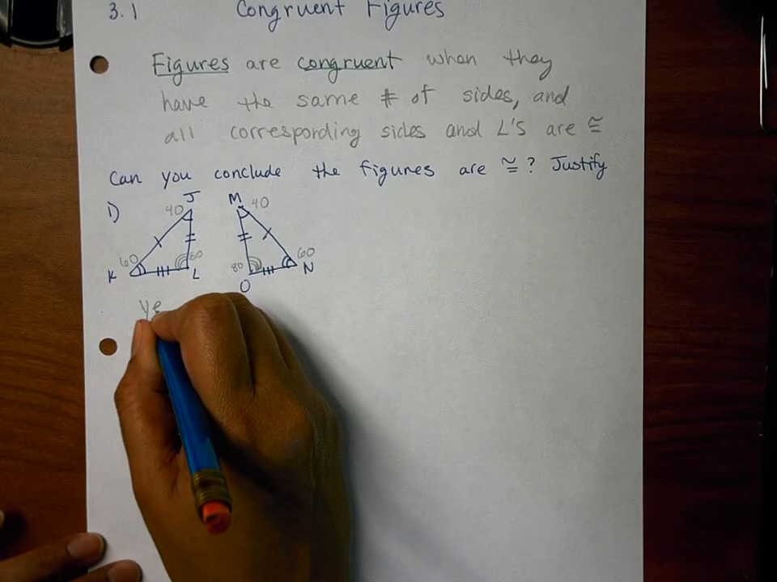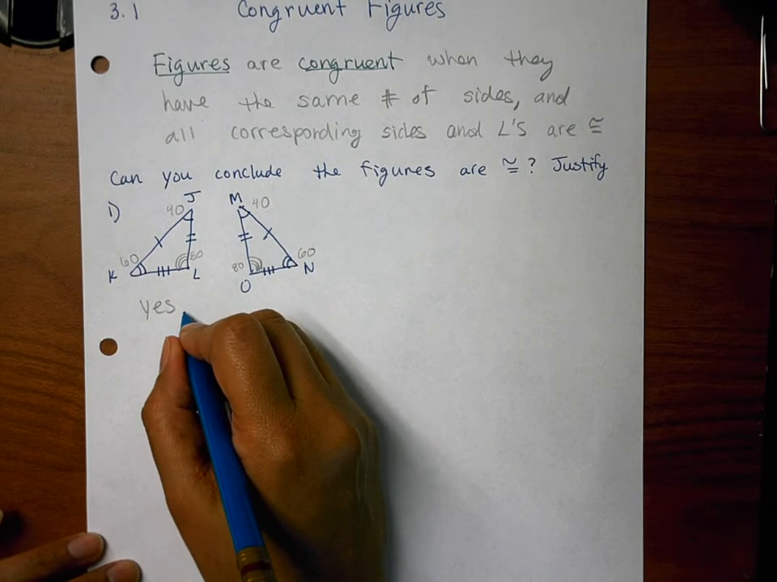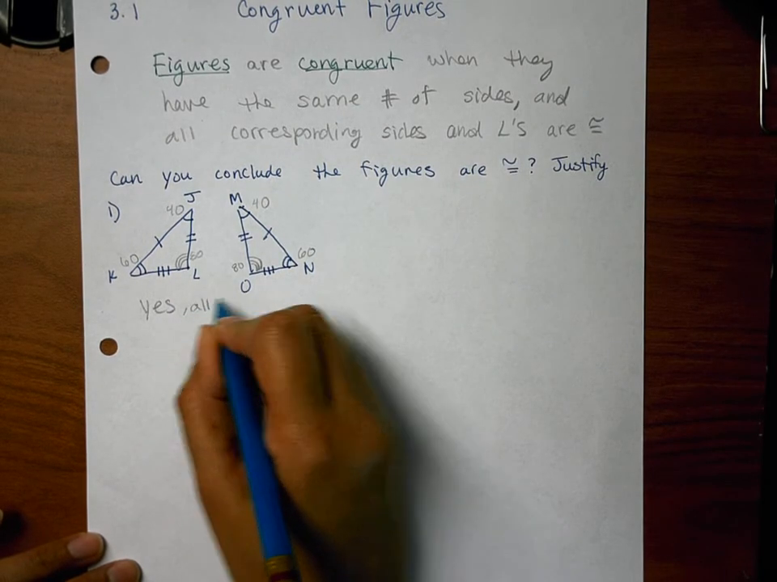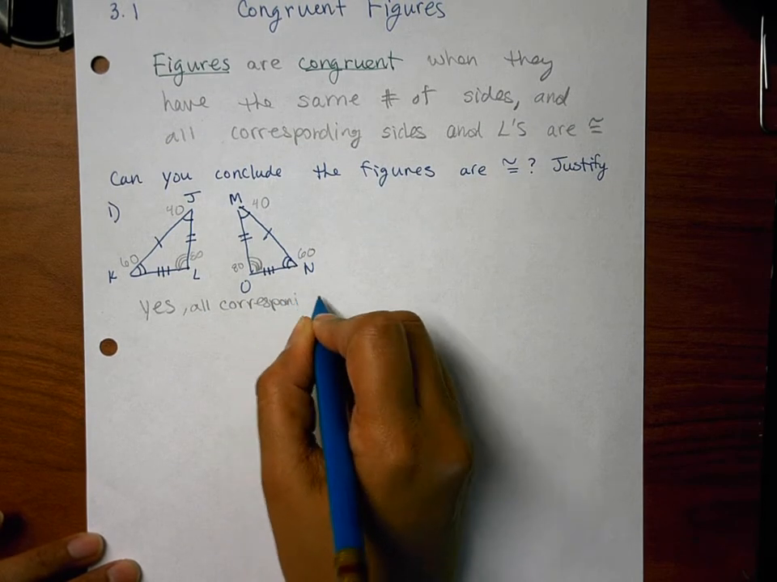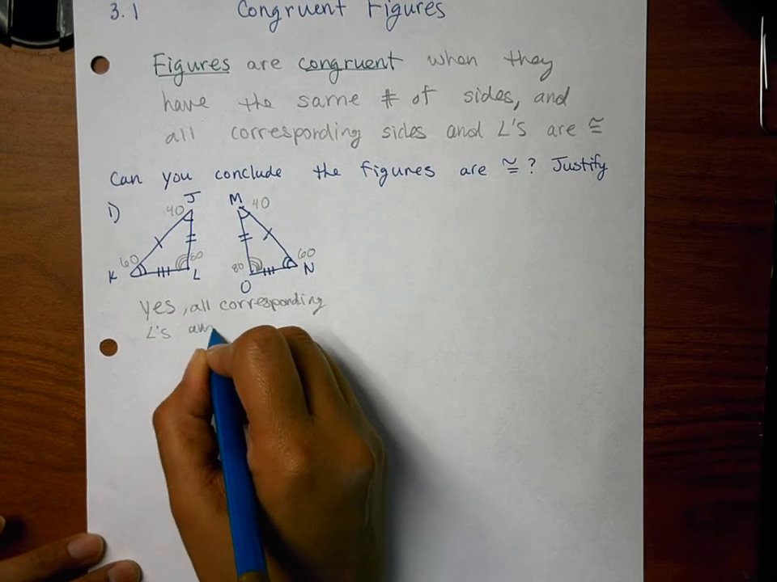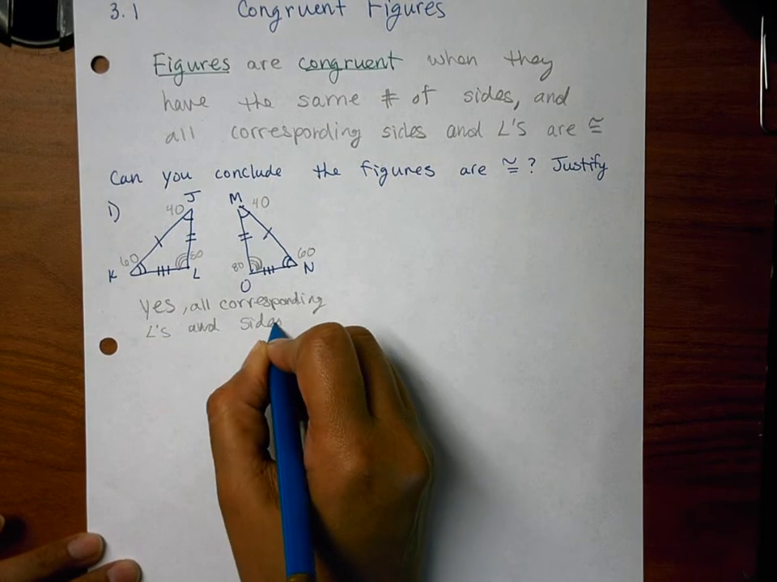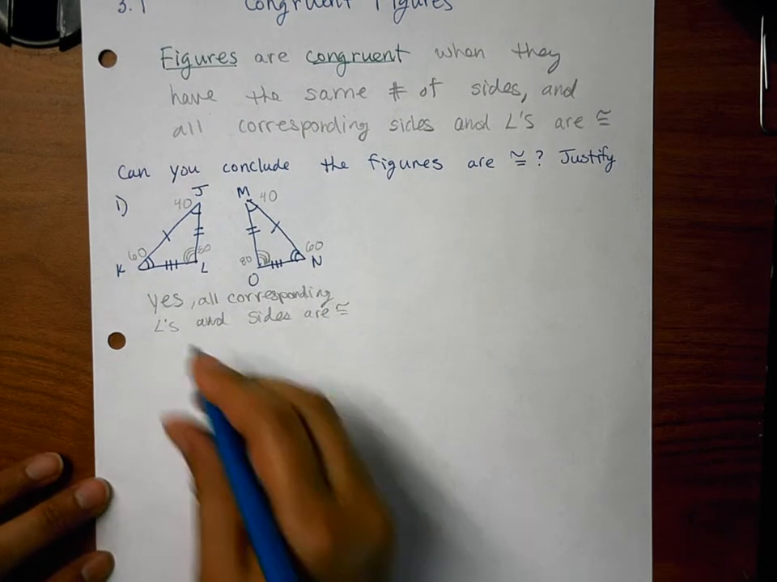So we would say yes. Can you conclude the figures are congruent? Yes. All corresponding angles and sides are congruent. And I'd like you to make a triangle statement.